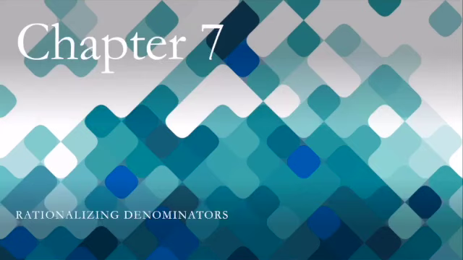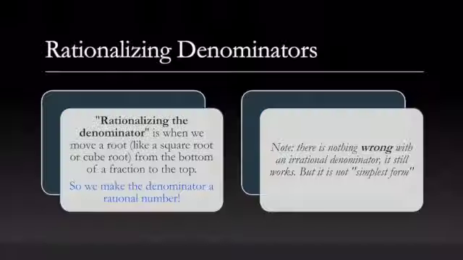All right, class, today I just wanted to go over in a little bit more detail a concept from Chapter 7, and that's rationalizing denominators. When we're rationalizing the denominator, that's when we take a square root or a radical from the denominator and move it to the top. So what we want to do is make our denominator a rational number.